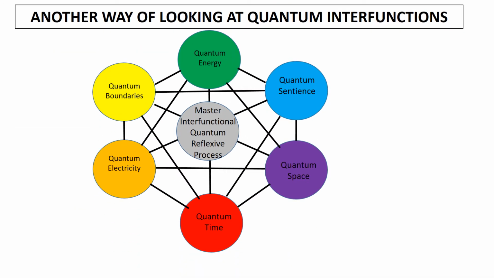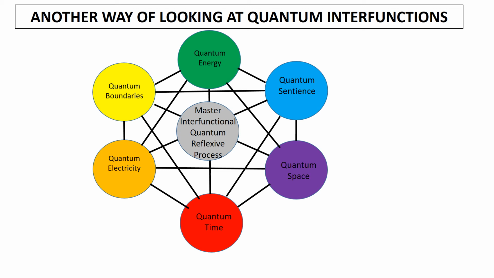We will find this diagram useful for moving forward. The central grey circle represents what we call the master interfunctional reflexive process. It's a bit of a mouthful, but it sums up the idea that all the interfunctions are contained within it. In this particular diagram, we have exploded just 6 of the interfunctions that we discovered. The interconnecting lines represent the fact that no interfunction can exist unless all the others exist. If any interfunction fails, the whole process fails. So, for instance, we can see that quantum space, the very 3 dimensions in which we exist, cannot exist without quantum sentience, and quantum sentience cannot exist without quantum space.